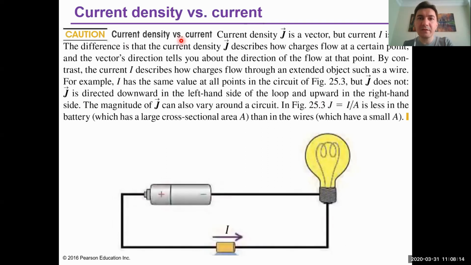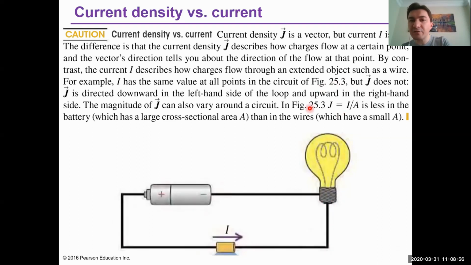So the current density is a vector, but current is not. What else I can tell you here is that the direction of the current comes from positive to negative, okay? And within that circuit, everywhere current is constant, but the current density is not constant everywhere. Its direction changes. Here, the current density is going down, but here, current density is going up, okay?